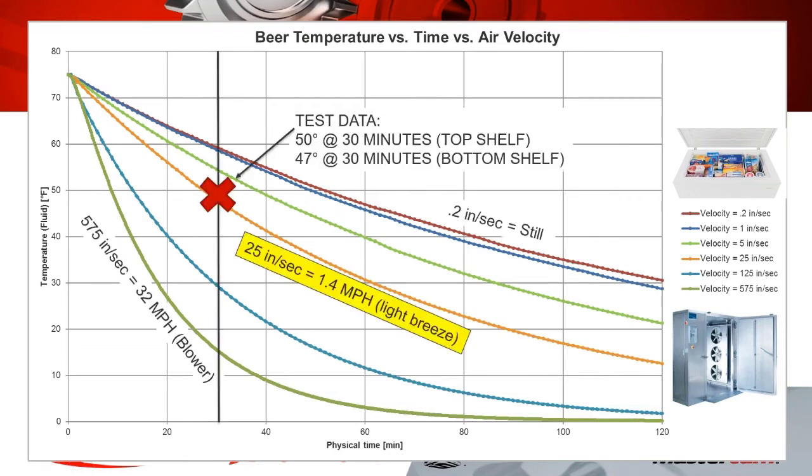Up along the top is still air, down along the bottom is that blowing air, and my test data said 50 degrees at 30 minutes. And if you look at that, you end up with this orange line. That orange line is the 25 inch per second velocity. So that's what my freezer has, is a very light breeze.